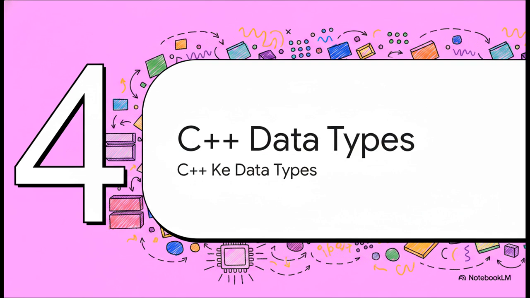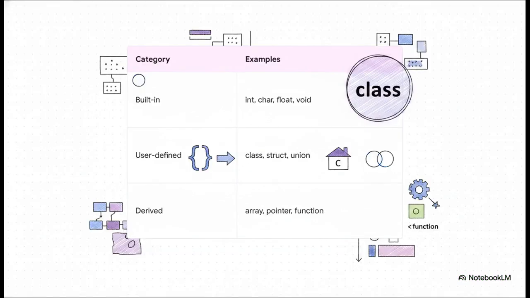And that brings us to the final building block of our anatomy lesson. Section 4, C++ data types. In C++, data types are essentially broken down into three main categories. First, we've got the built-in types. These are your fundamentals, like int for integers, float or double for decimals, and char for characters. Then we have derived types, which include things like arrays, pointers, and functions. And finally, the third category, user-defined types. Notice the word class sitting right there? That class is literally the heart and core focus of object-oriented programming.